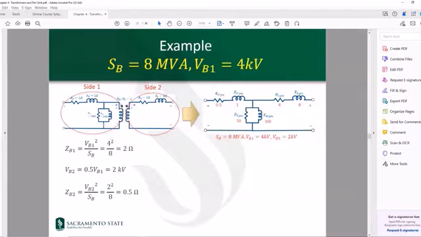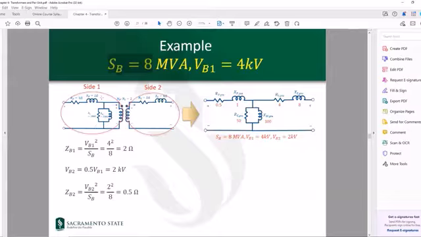In this example, we had a transformer with two sides, and these were RP, XP, RC, XM, RS, XS, as well as NP over NS, which is the turns ratio of the transformer. These are given to us. And then we want to take the whole system to per unit using a common consistent set of bases. For that matter, we arbitrarily choose S base to be equal to 8 MVA, and we choose the voltage base on side one to be equal to 4 kilovolts.